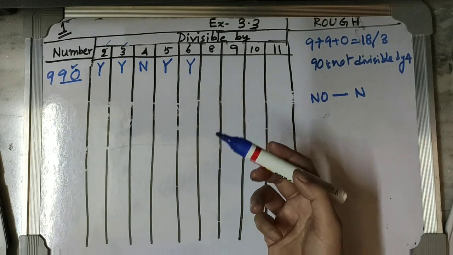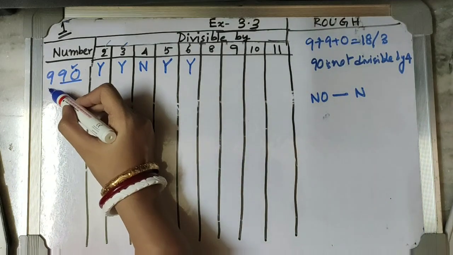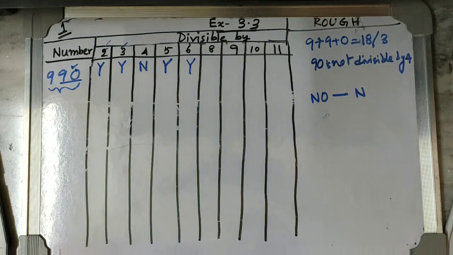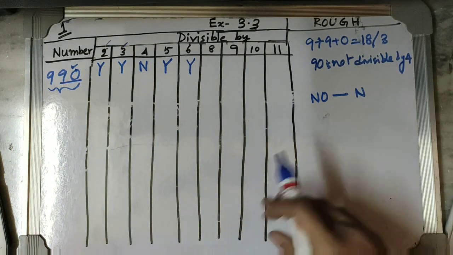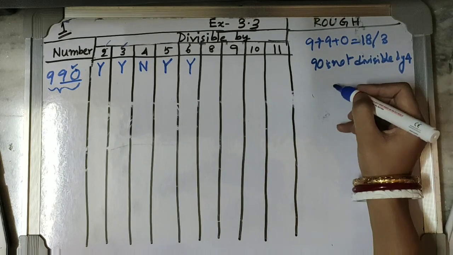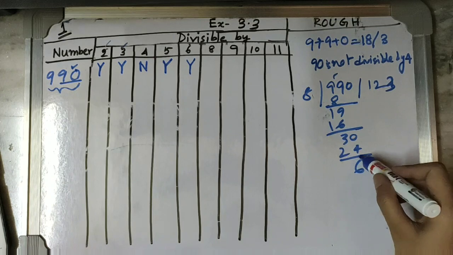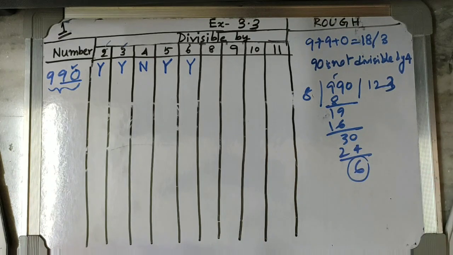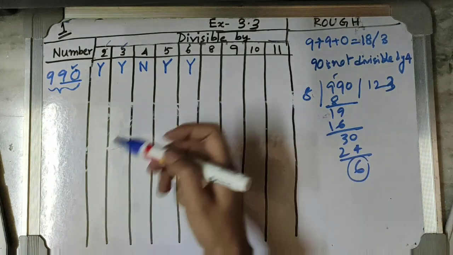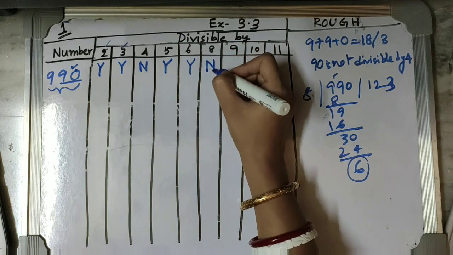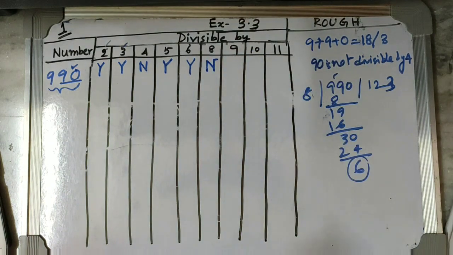Now for checking the divisibility of 8, we will check whether these 3 digits are divisible by 8 or not. So let's divide. We are getting a remainder 6 here. Okay, so this number is not divisible by 8, so we will write n instead of no.